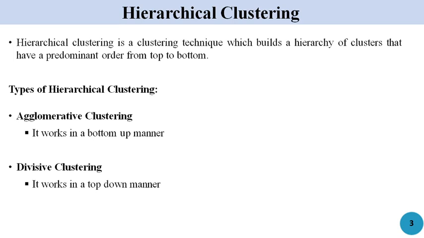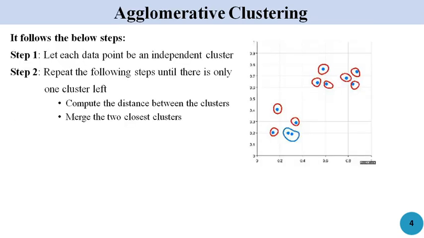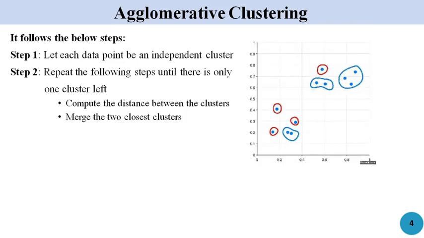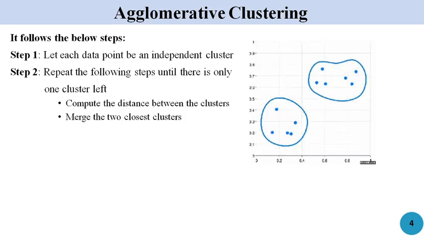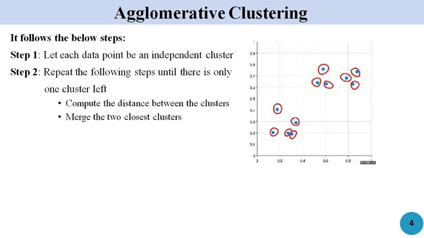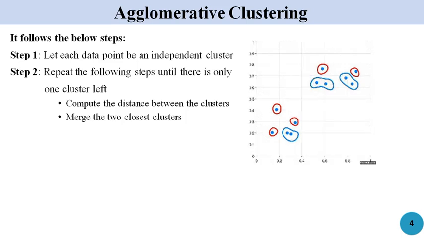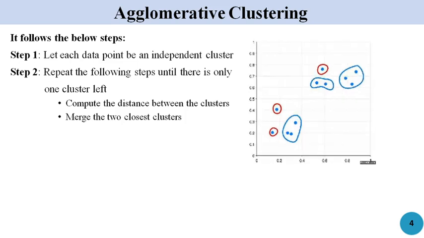Agglomerative hierarchical clustering, which works in a bottom-up manner, and divisive clustering, which works in a top-down manner. Through this session, we'll discuss only agglomerative clustering. Agglomerative clustering works in a bottom-up manner where it initially considers each and every data point in the dataset to be an individual independent cluster. Then, it finds the distance between the clusters and merges the two closest clusters together. And this process will repeat until there is only one single cluster left.